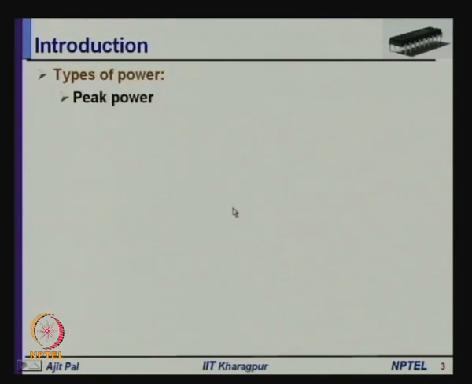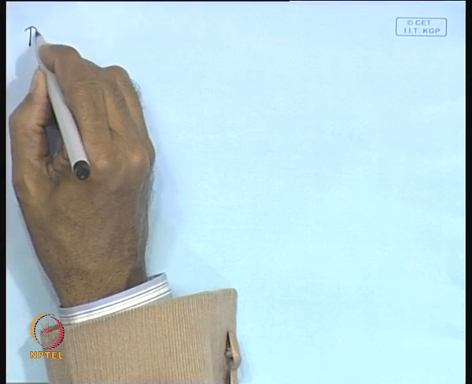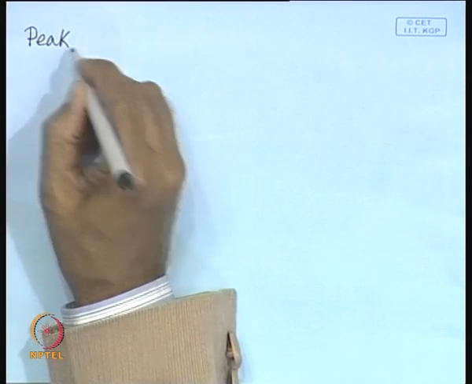But before I do that, let us discuss what we really mean by power, and what are the different types of power dissipation that we encounter in digital circuits. One of the most important types of power dissipation is peak power. So, what is peak power? Peak power.